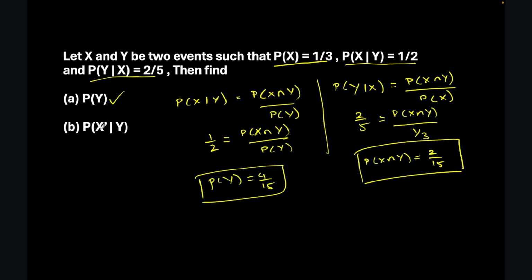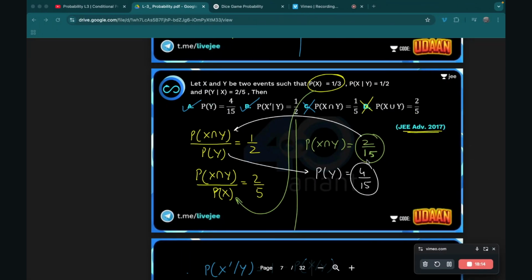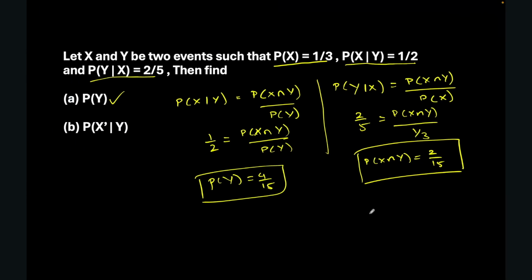That's done. Now we have to find probability of X not happening given that Y happens. Okay, think about it. What does this actually mean? Pause the video and just give it a thought. Okay, so if you've thought about it, this is the same thing as 1 minus probability of X happening given that Y also happens. Right? Probability of X not happening given that Y happens, and probability of X happening given that Y happens, are complements of each other. So this is just half. That's it. This is all that it's asking.